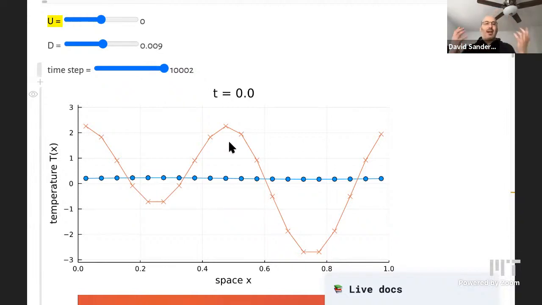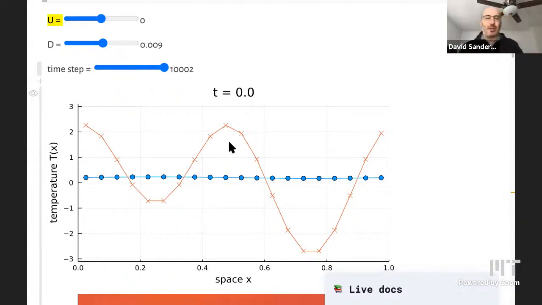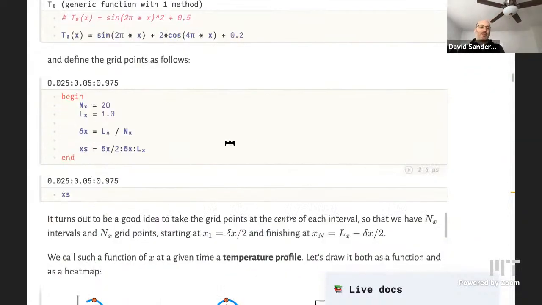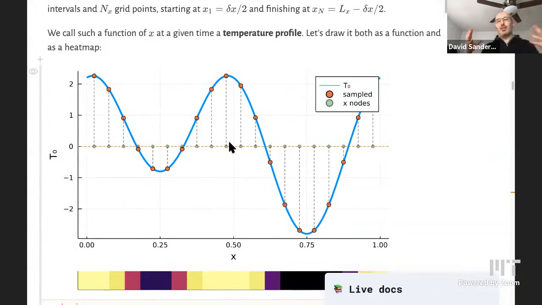So hopefully it's clear what the physical ideas are. How can we actually write down a model that describes how this happens and then solve it? Okay, so the first thing we have to do is think about this initial temperature profile.